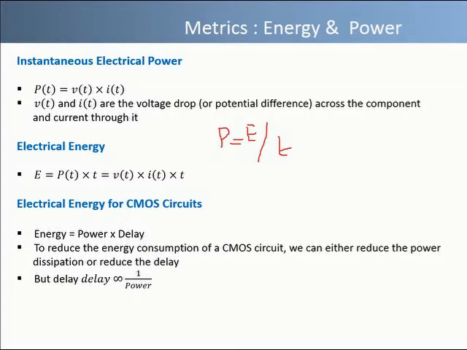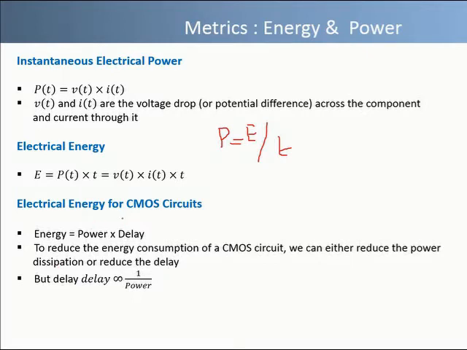It means that if we know the maximum propagation delay of a certain circuit between its inputs and outputs, and we also know the power dissipated by that circuit, we can simply multiply both quantities to get the total energy consumed by the circuit. So in order to reduce the energy consumption of a CMOS circuit, we can either reduce the power dissipation or we can reduce the delay.